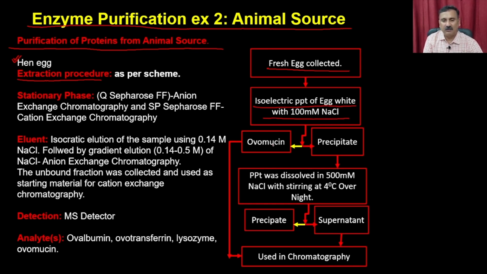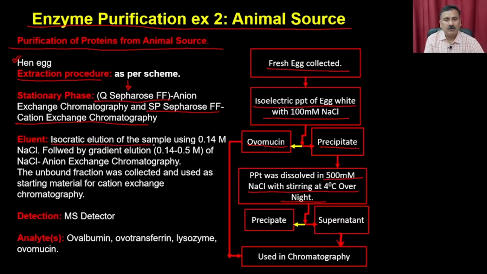That gives you two fractions: ovomucin and the precipitate. This precipitate you dissolve in 500 millimolar NaCl with stirring at 4 degrees overnight, and that gives you some amount of precipitate and the supernatant. That supernatant you use for further chromatography. You load the supernatant onto a Q Sepharose anion exchange column, followed by SP Sepharose, which is the cation exchange chromatography. Remember that in the previous example we used only a single ion exchange column. Here we have used two columns in tandem.